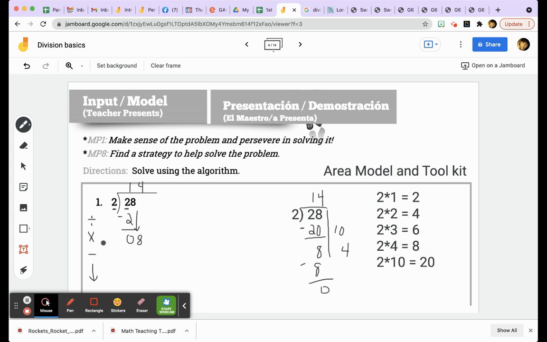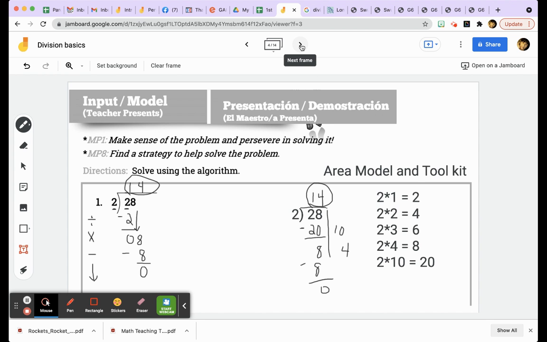I divided. Now I'm going to multiply back. 4 times 2 is 8. After I multiply back, I subtract. 8 subtract 8 is 0. Compare, 0 is less than 2. I don't have anything left to bring down, so I have my final answer. And notice, using both the area model with the toolkit and the standard algorithm, I get the same answer. I get 14.